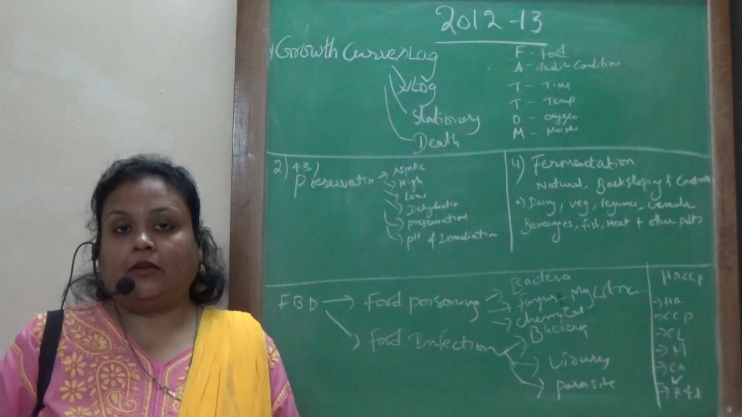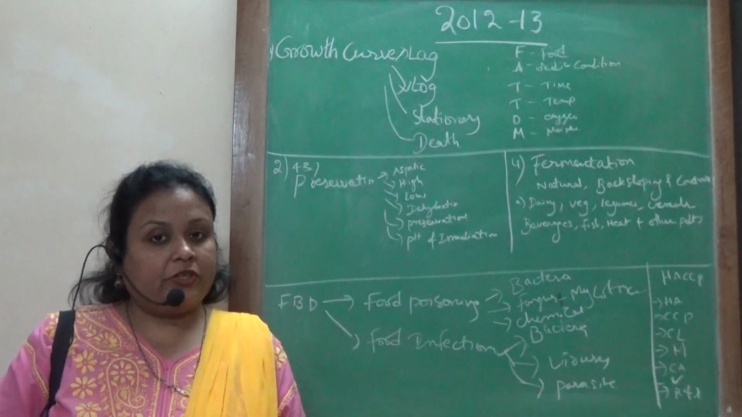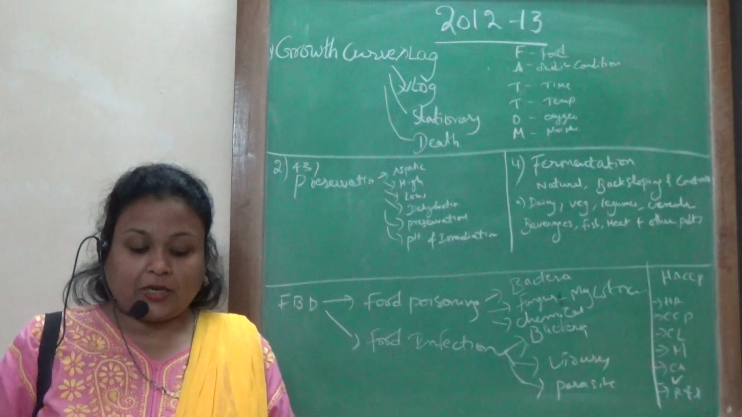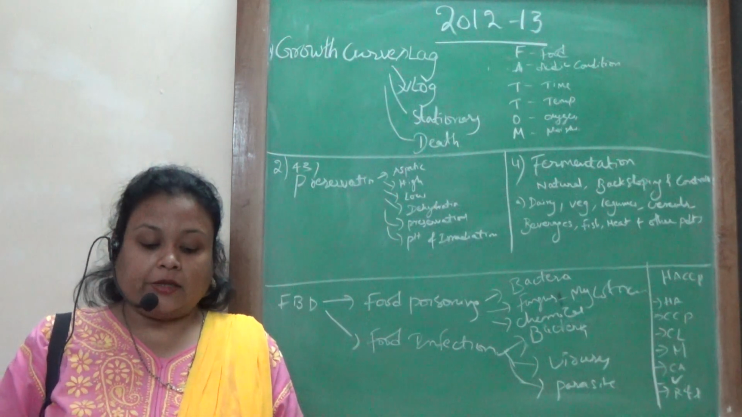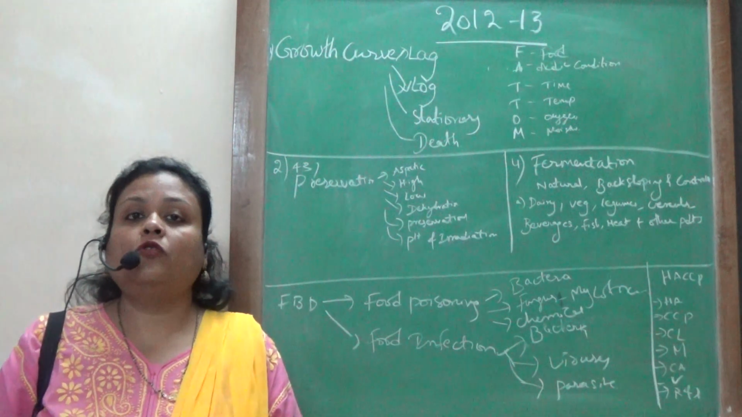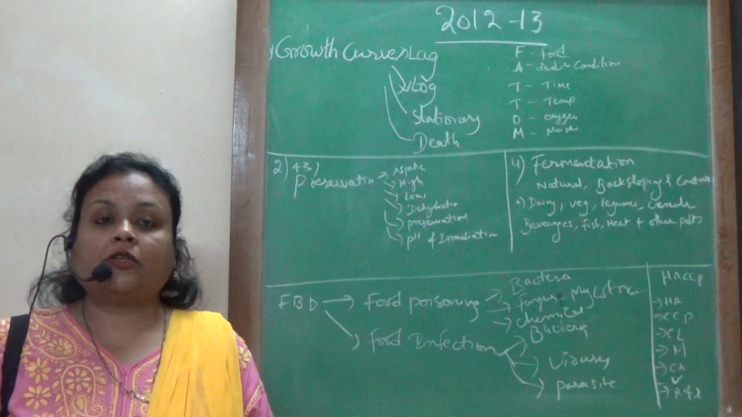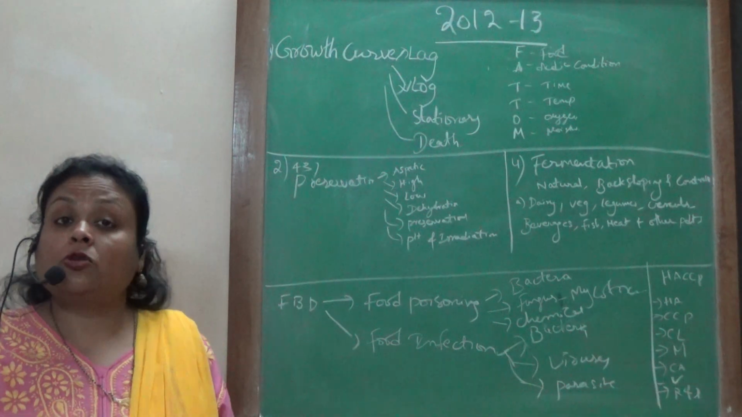Now coming to the second. Here you have 2 questions which are almost similar in this paper: list and explain the various methods of food preservation, and explain the basic principles of food preservation. These are 10 marks questions. So how to write this? This is also a repeated question.